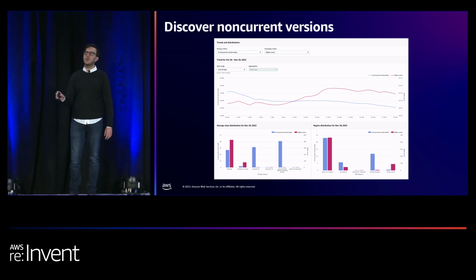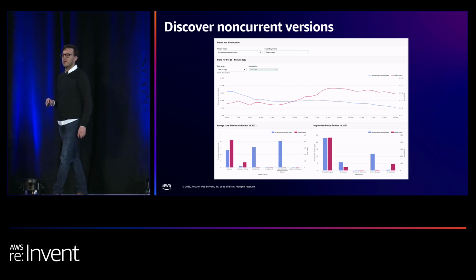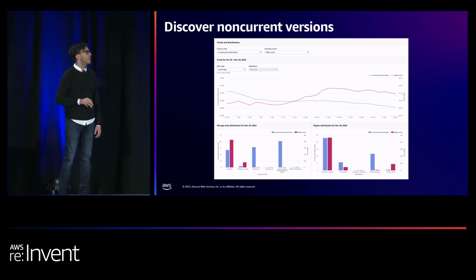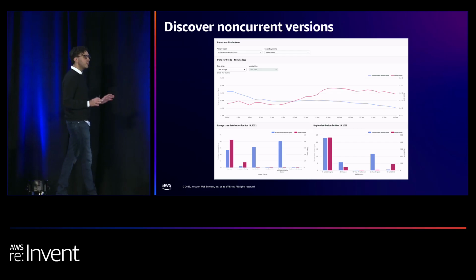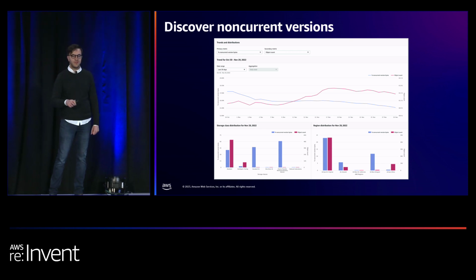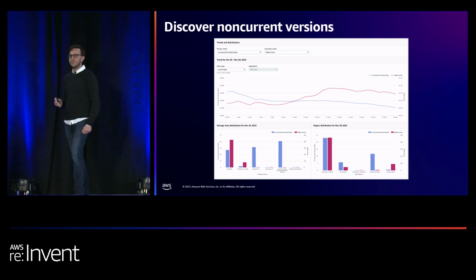And so what that means for you is that it's really important to consider the storage cost of this purposefully redundant data. The red line here shows you the object count, and the blue line is a percentage of non-current version storage in bytes. These are just a few of the things that you can do in S3 Storage Lens today to find opportunities to optimize your cost.